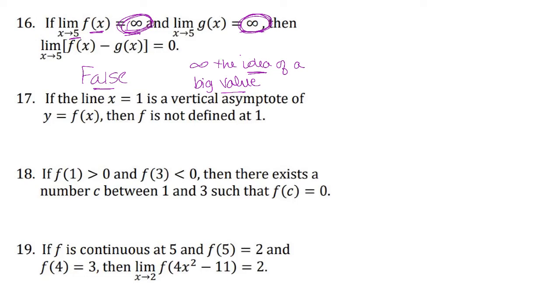Number 17, the line x equals 1 is a vertical asymptote. And so f at 1 is not defined at 1. No, that one again is going to be false.